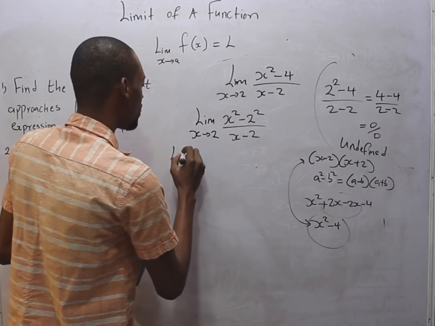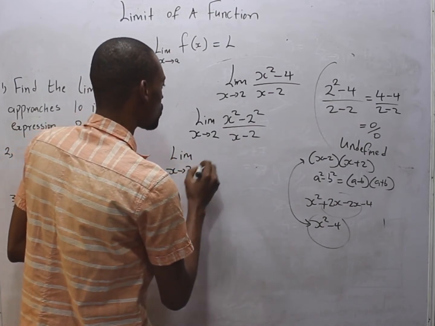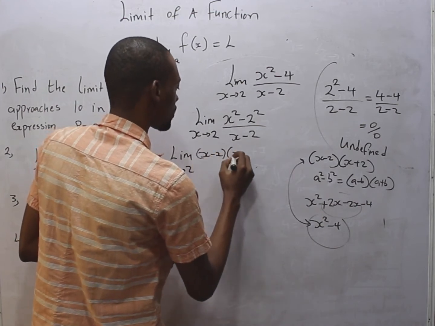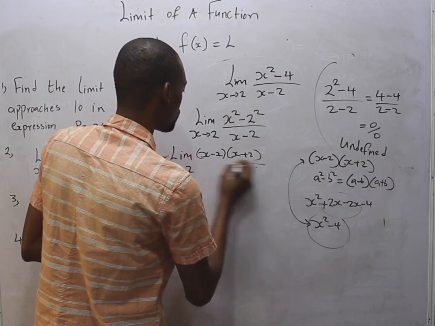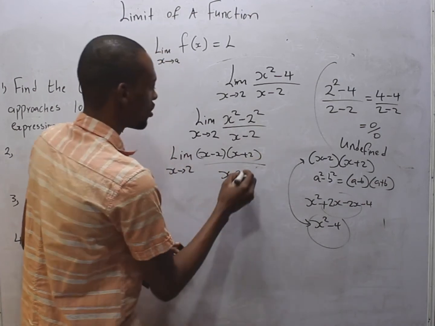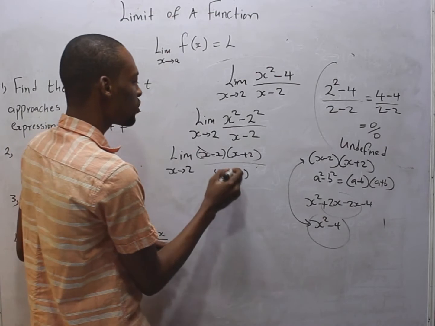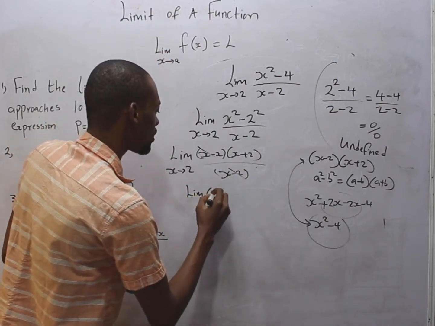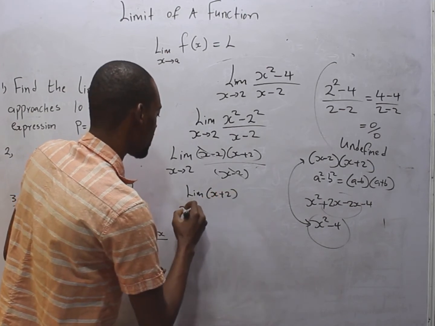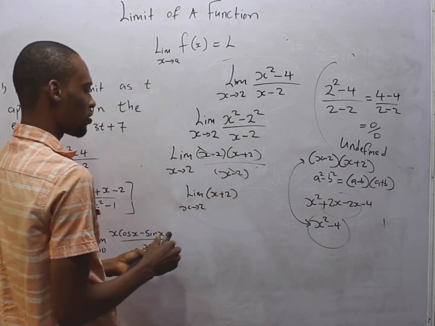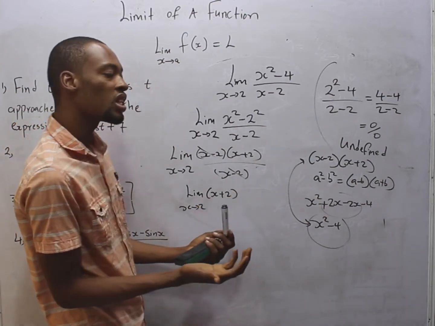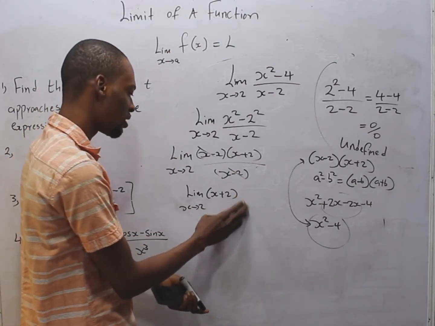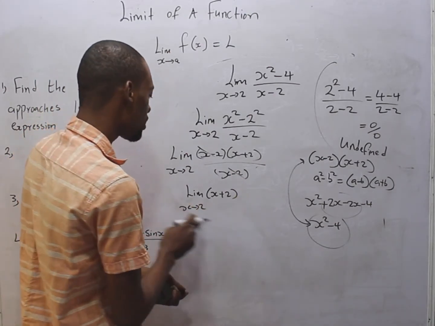We simply say that the limit as s tends to 2 of (s minus 2)(s plus 2) over (s minus 2). From here, s minus 2 can simply cancel s minus 2, giving you the limit of s plus 2 as s tends to 2. It doesn't need simplification anymore. If it needed to be simplified, we simplify to the lowest form before substituting. In this case, we can simply substitute s to be 2.